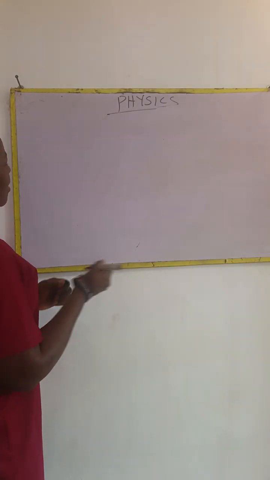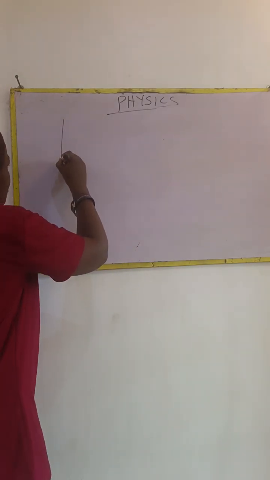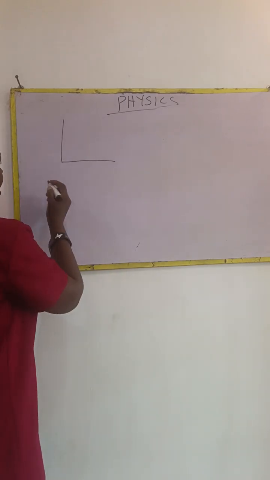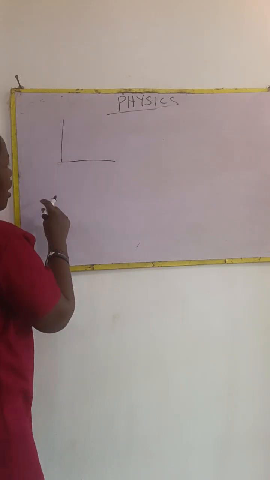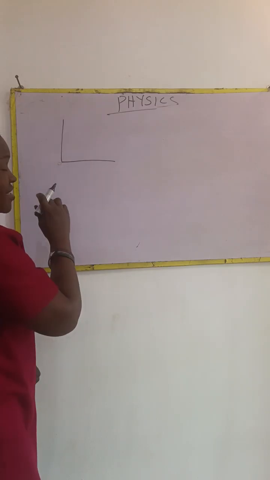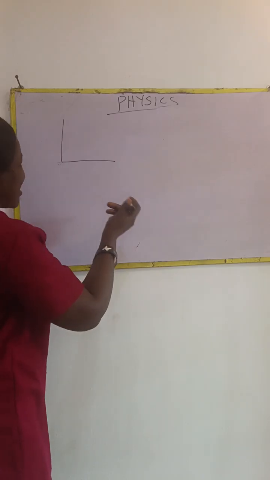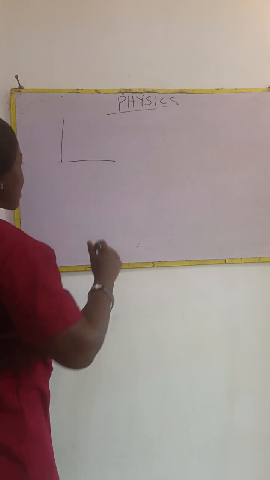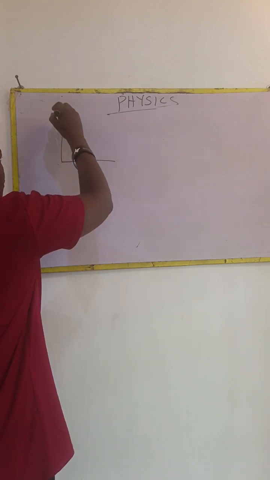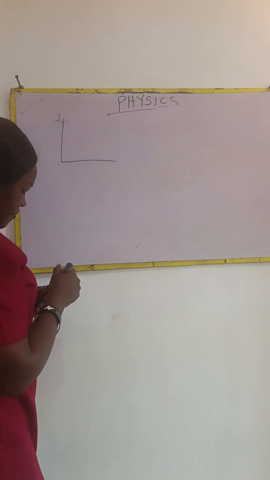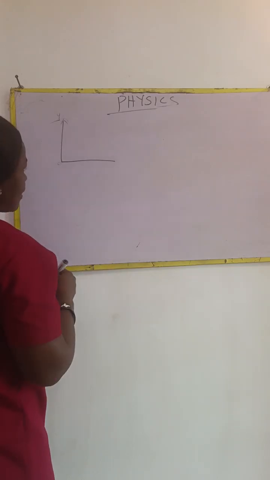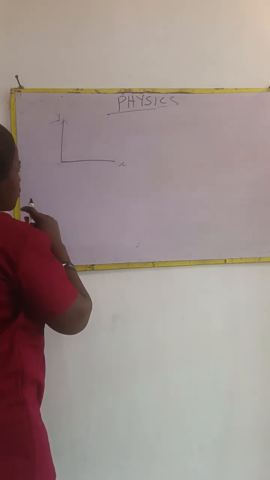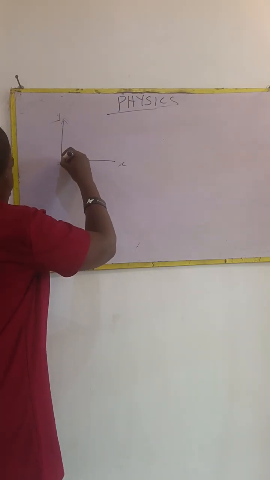Right. Now, if you are given this, it is an L shape, right? Good. And here is zero. We all know that in physics, even in mathematics, this is the vertical axis, this is the horizontal axis. We all know that the vertical axis is labeled Y, and the horizontal axis is labeled X. Right? Good.